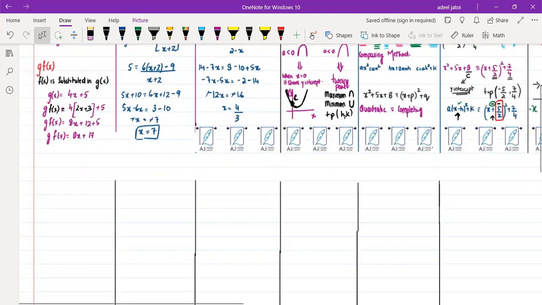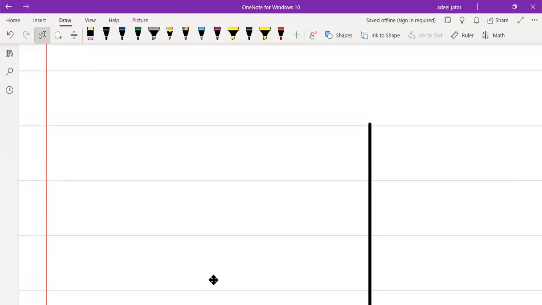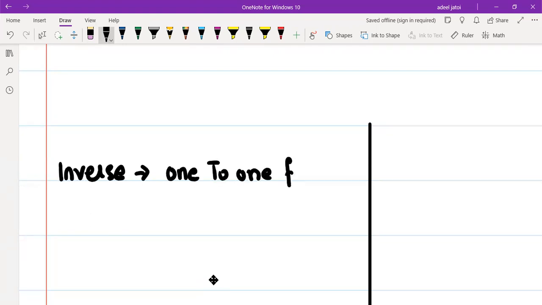So let's just work upon, now, starting off with functions, lecture 2. Now, let's talk about inverse. Now, what is inverse? Inverse is basically a 1-to-1 function.